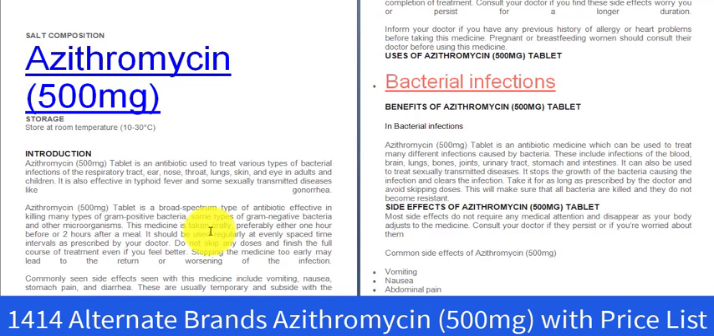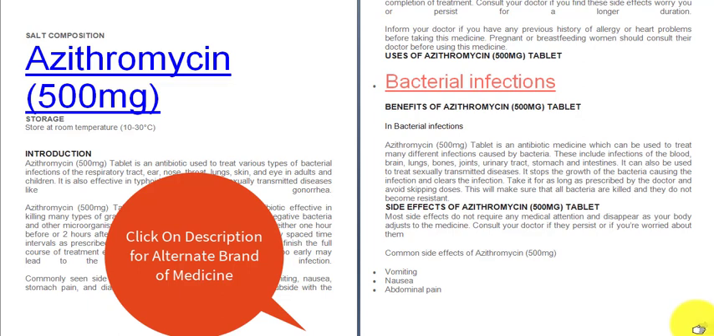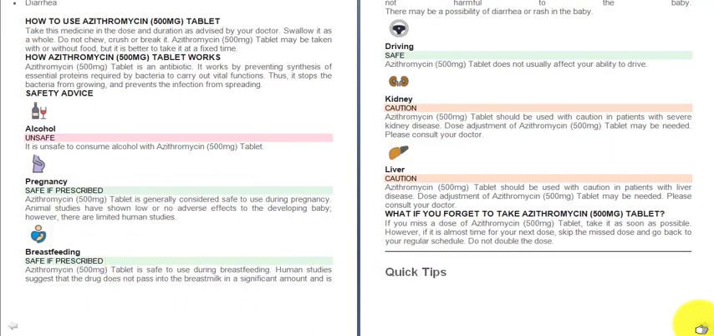Introduction. Azithromycin 500 tablet is an antibiotic used to treat various types of bacterial infections of the respiratory tract, ear, nose, throat, lungs, skin, and eye in adults and children. It is also effective in typhoid fever and some sexually transmitted diseases like gonorrhea. Azithromycin 500 tablet is a broad-spectrum type of antibiotic effective in killing many types of gram-positive bacteria, some types of gram-negative bacteria and other microorganisms.